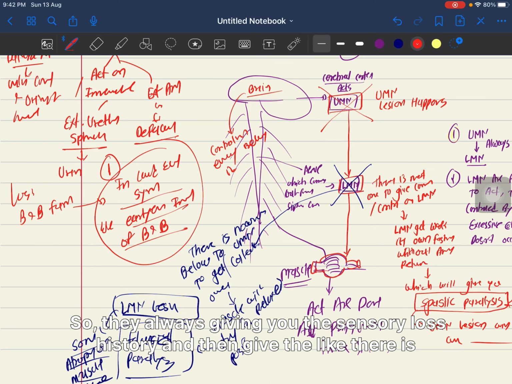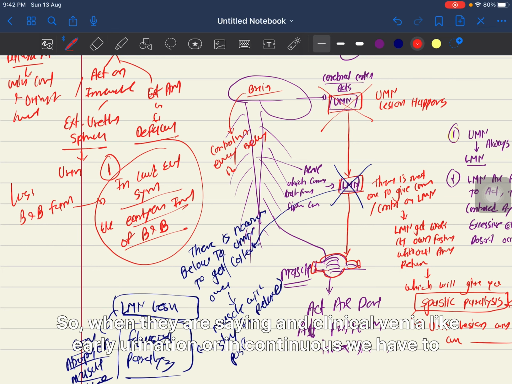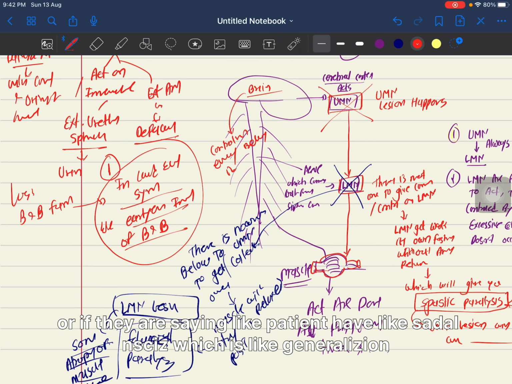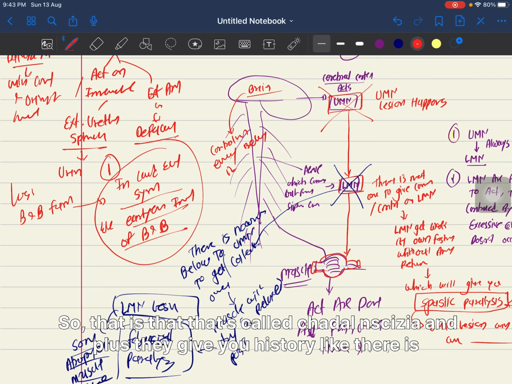So they always give you the sensory loss history, and then they give whether there is early urinary incontinence or late urinary incontinence. When they say in the clinical variant early urinary incontinence, we have to think about Conus Medullaris syndrome. Or if they say the patient has saddle anesthesia, which is generalized anesthesia over the buttocks area that goes below into the thigh, that is called saddle anesthesia.